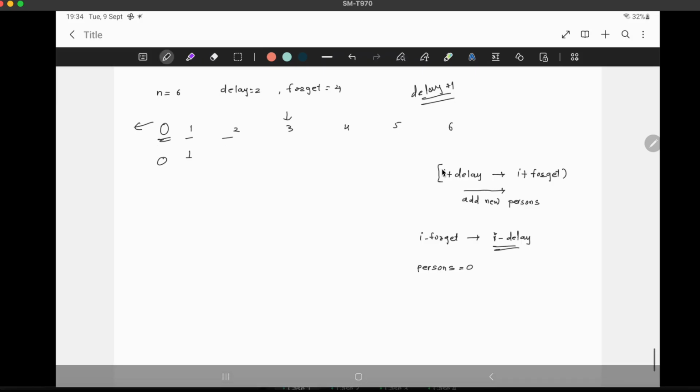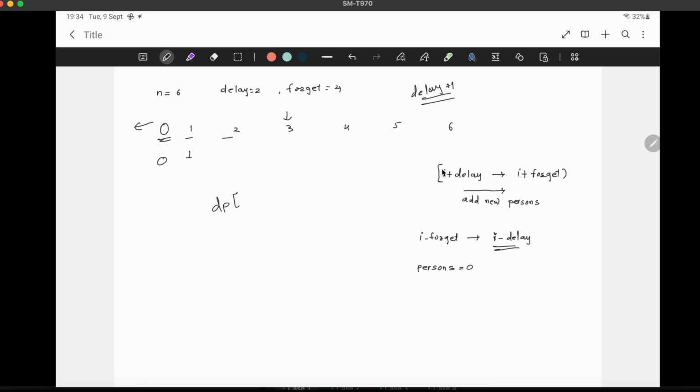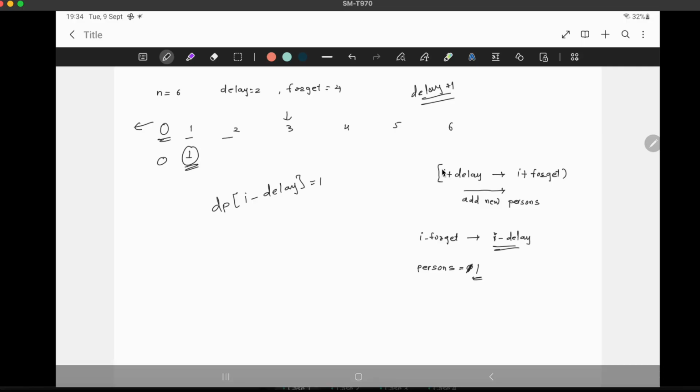Here when we perform this operation, dp of I minus delay is at this particular index, where the value is 1. So here we got one person who will update this index, who will spread information to the person on this third day. Whatever persons count we got, from here we have to subtract the I minus forget.